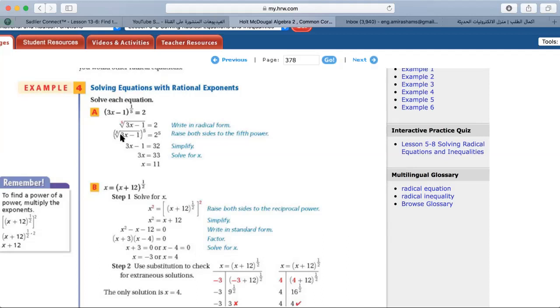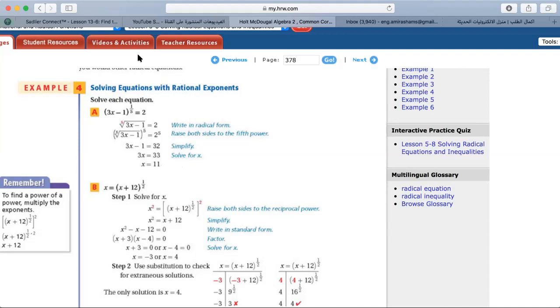The 5th power cancels the index of the radical, and 2 to the power 5 is 32. Add 1 to both sides, so 3x is equal to 33, so x is equal to 11.